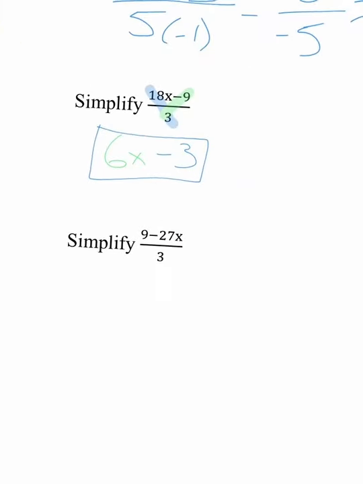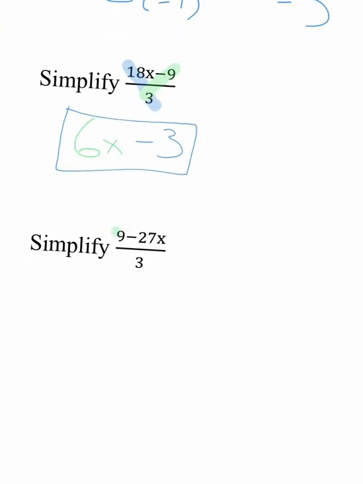Okay, next one. We do the same thing. So 9 divided by 3 is just 3. Then we do our other diagonal. Negative 27x divided by 3, so it's a negative and a positive, so it's going to be a negative answer. 27 divided by 3 is 9x, and there is your answer.